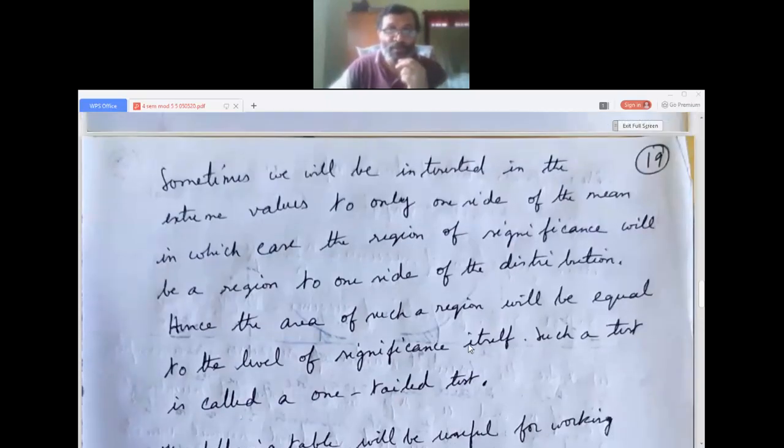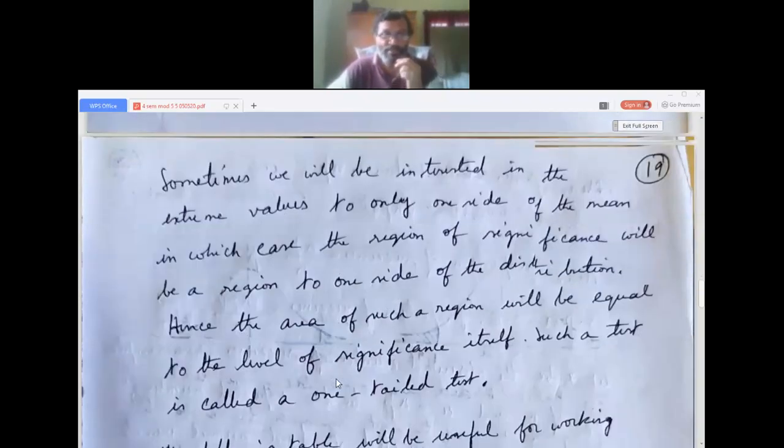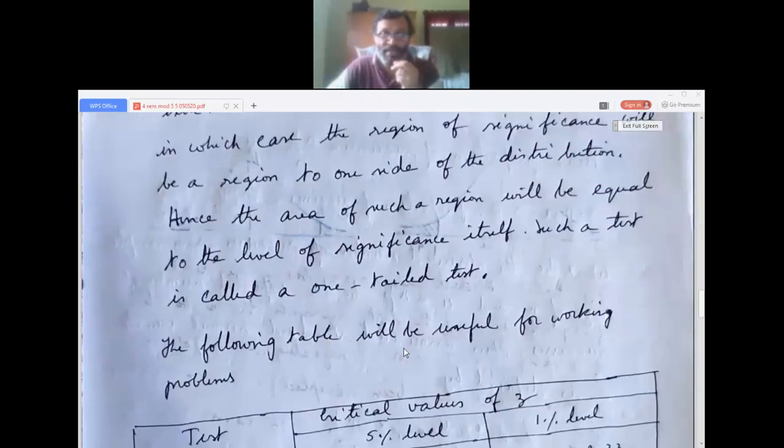So if you concentrate on only one side, then the region of significance will fall on one side of the distribution. Hence, the area concentrated on one side of the region will be equal to the level of significance itself. Such a test is called a one-tailed test.